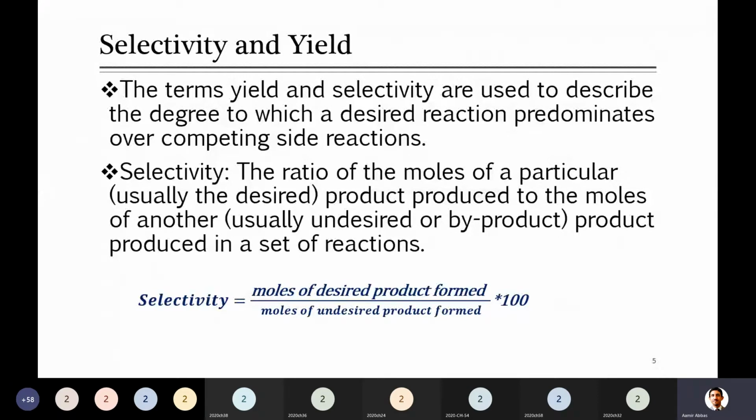I will correct it. Mostly what you do, usually just write your answer in terms of the ratio between the moles. Mostly it is not multiplied by 100. I will just correct it. Okay, just write that. I think at the end of the day, when we solve the problem, you will also realize that this is moles of the product divided by moles of undesired product.